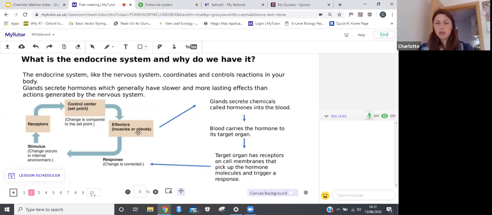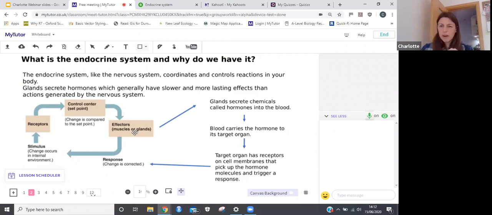And the blood, as we know, is a really efficient way of stuff traveling around our bodies. We have blood vessels in every nook and cranny of our bodies, right to the tips of our fingers and our toes. So you can get hormones almost anywhere using the blood. And the blood can therefore carry the hormone to its target organ. So hormones have a target organ that they're traveling to, where there are receptors on cell membranes that can pick up that hormone and then trigger a response.